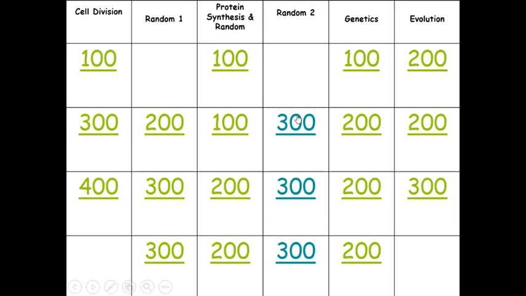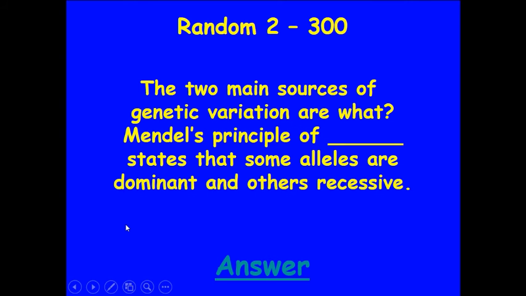All right, here we go. Some more random questions. The two main sources of genetic variation are what? Mendel's principle of blank states that some alleles are dominant and others are recessive.